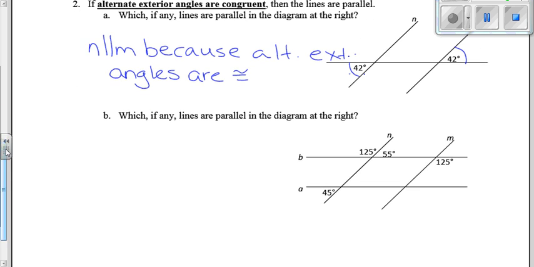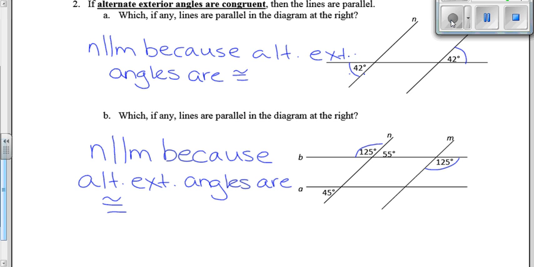All right, B, which, if any, lines are parallel in the diagram at the right? I'm going to pause the video and I want you to go ahead and try to identify a set of angles that prove that the lines are parallel. I concluded that lines N and M are parallel because of alternate exterior angles being congruent. As you can see right here, I traced which those alternate exterior angles are. They are both on the opposite sides of the transversal, and they're both outside the parallel lines.